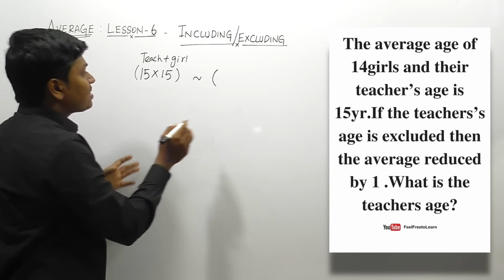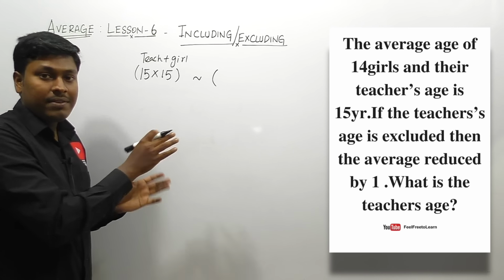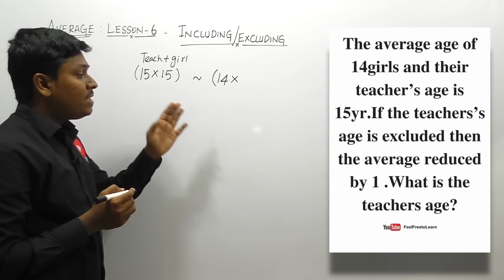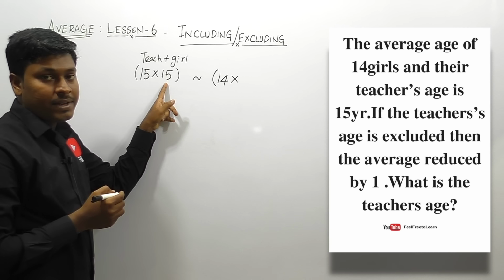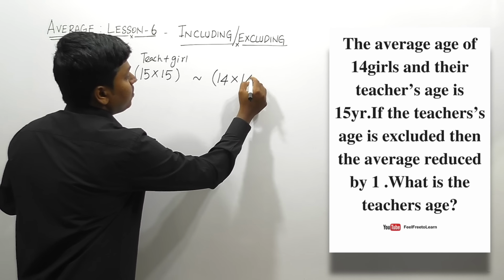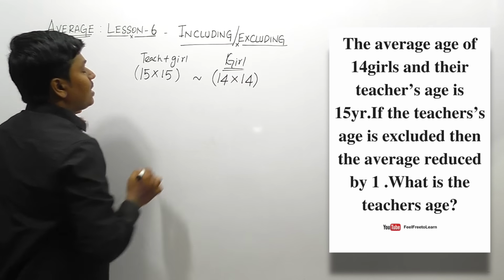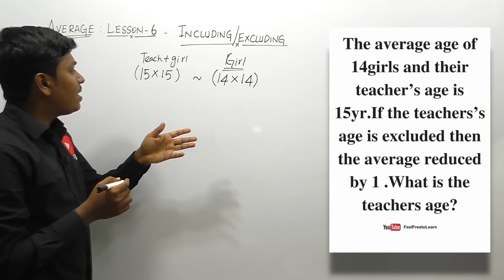Now the teacher is excluded, that is, the teacher is eliminated, right? We already know that there are 14 girls and a teacher. If the teacher is eliminated, then there will be only 14 girls. And because the teacher is excluded, the average is reduced by 1. Already the average is 15. Because the teacher is eliminated, the average is reduced by 1, so it becomes 14, right? So this will be only the total age of girls, and this will be the total age of girls and also a teacher, right? So we need to find the age of the teacher.